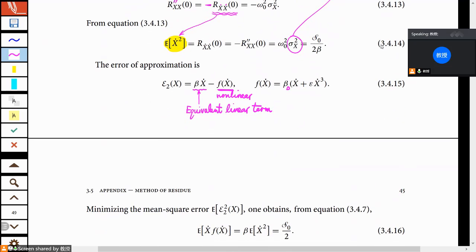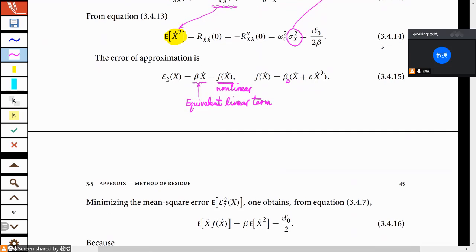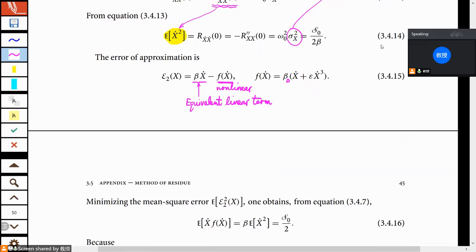And since we only have one variable, therefore we have only one error. Okay, so we want to minimize the mean square error, epsilon 2 squared. So you want to find the mean square value.